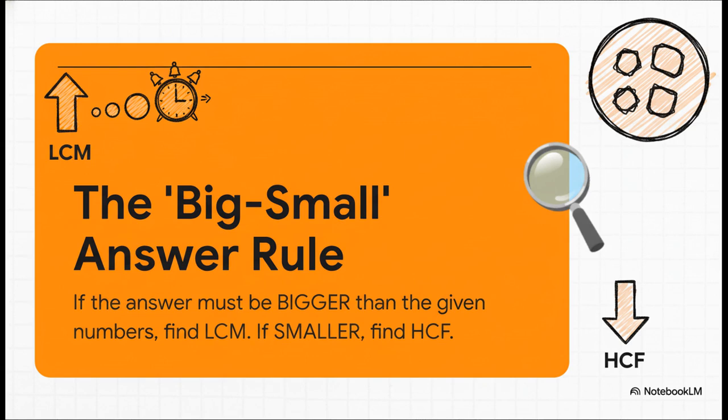Just ask yourself, is the answer I'm looking for going to be bigger or smaller than the numbers in the problem? I mean, think about it. A multiple for LCM is always going to be a bigger number, and a factor for HCF is always going to be smaller. So if you have bells ringing at different times, the moment they ring together has to be in the future, right? A bigger number. So you find the LCM.